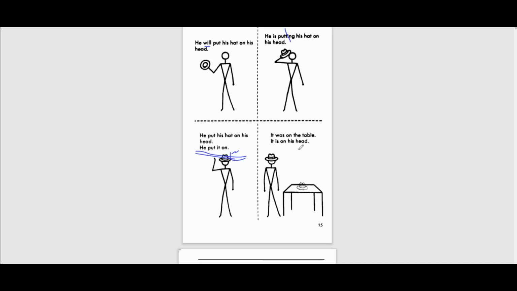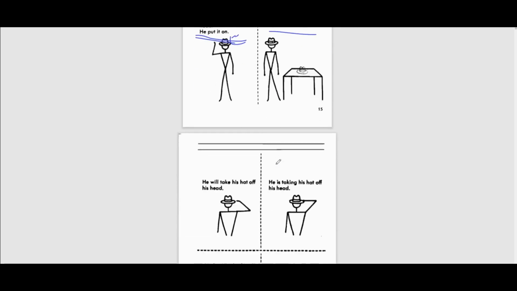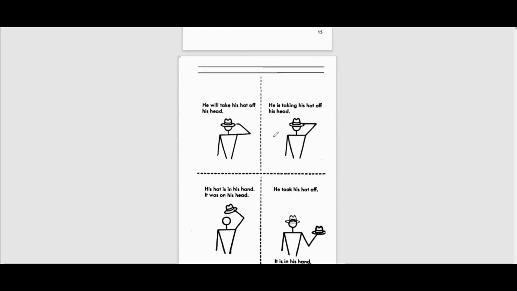It was on the table. It is now on its head. It is on his head. It was on the table, and now it's on his head. It is on his head. He will take his hat off his head. You see where I'm going here? Will, ing, and this was just like what happened. His hat is in his hand. It was on its head. Was is past tense of it.